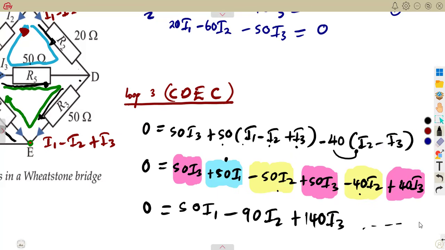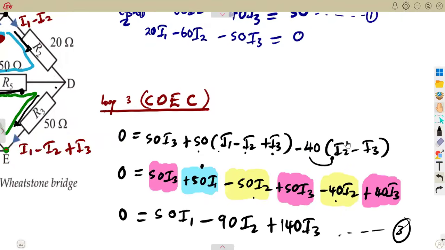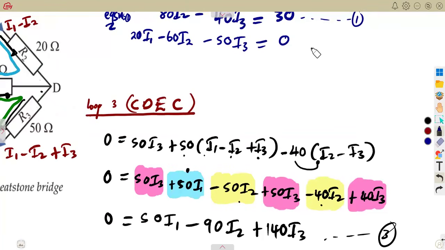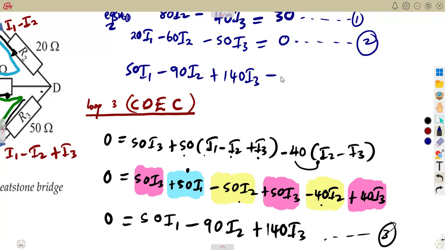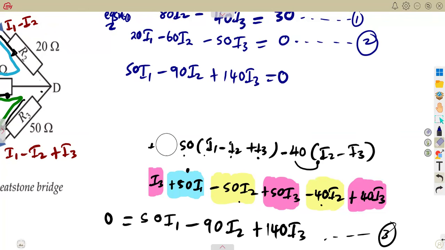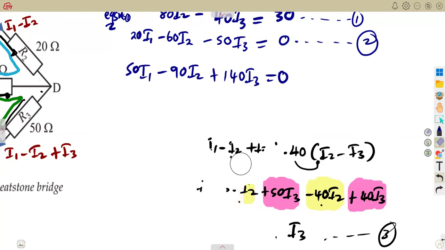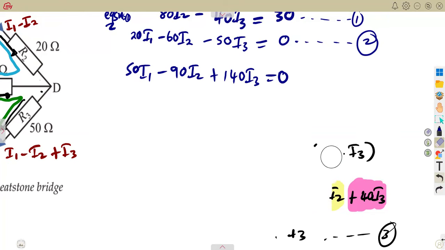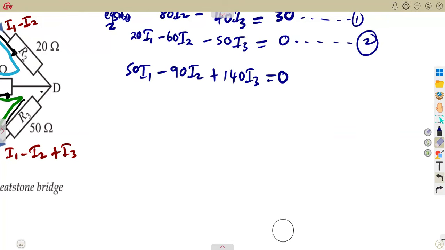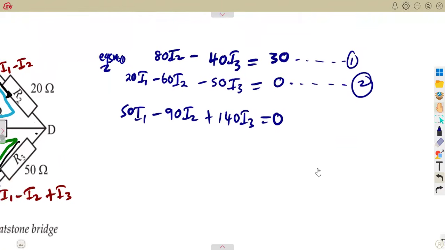You have formed an equation. That's your equation 3. So this is our equation as it is: 50 I1 minus 90 I2 plus 140 I3 is equal to 0. You form these equations, everything is indicated, everything being given.